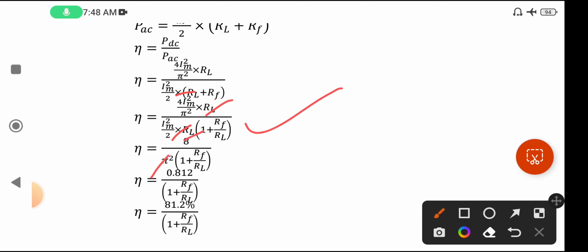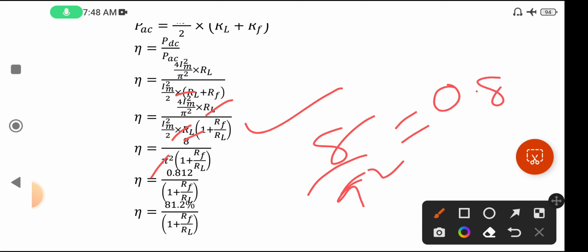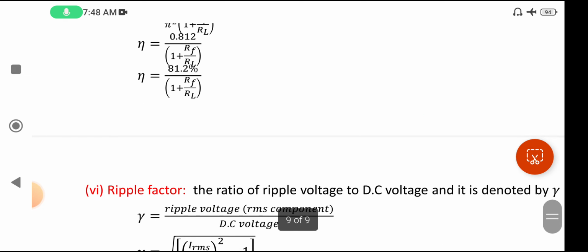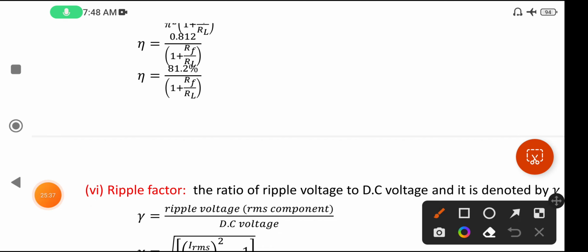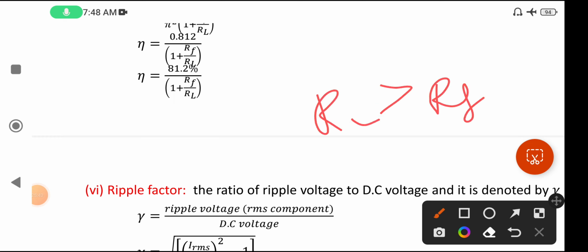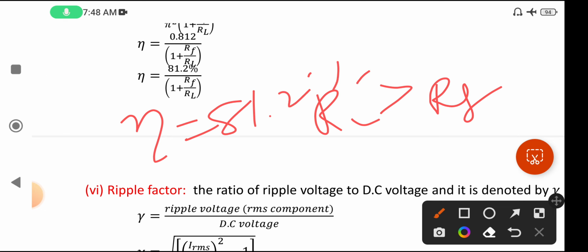We know how it has come. And the value of 8 by pi square is 0.812. So 0.812 is written, and in terms of percentage it is 81.2 percentage. So this is the eta value: 81.2 percentage divided by 1 plus RF by RL. If you apply the condition RL is very much greater than RF, then what do you get? You get 81.2 percentage only, because that term becomes 0.